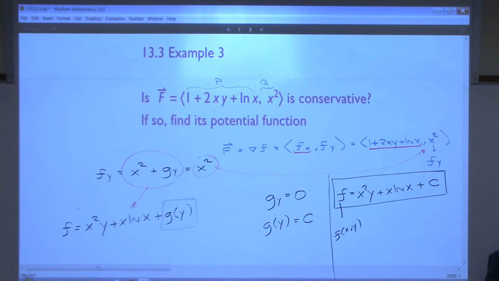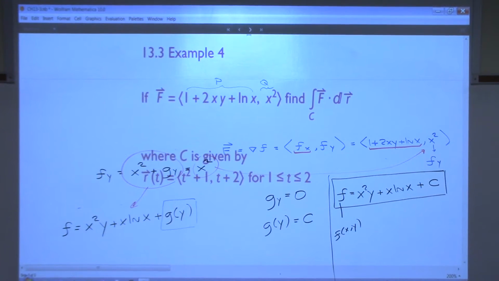For g of y, say it wasn't just x squared and it had something else with it, it would be the same concept though, as long as they cancel. Let's see if we can do one where that doesn't work out so nice. I'm hoping that I have another example where that doesn't work out so nice, but something's telling me that we don't.